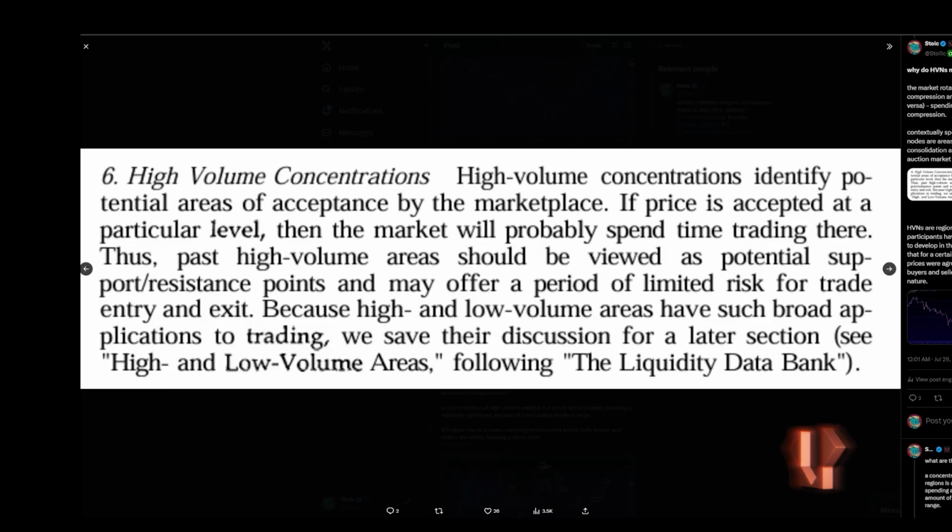Another quick excerpt from the Jim Dalton book. If price is accepted at a particular level, then the market will probably spend time trading there. Thus, past high volume areas should be viewed as potential support, resistance points, and may offer a period of limited risk for trade entry and exit. So at times you'll see that these areas get tapped and then they provide some form of a reaction. So you can use this information to your advantage with confluence.